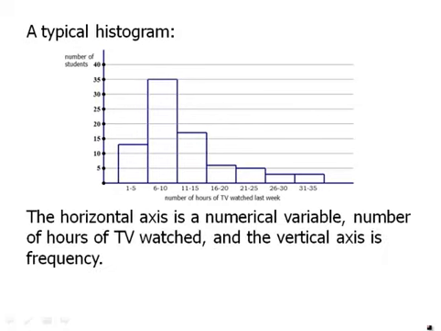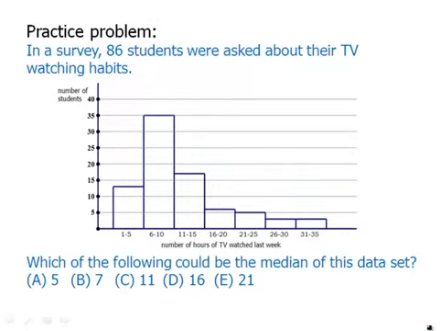And notice again, the categories are not different discrete variables. They're ranges of a quantitative variable: numbers of hours of TV watched last week. We're just looking at subdivisions of that particular variable. So here's a practice question. Pause the video and then we'll talk about this.